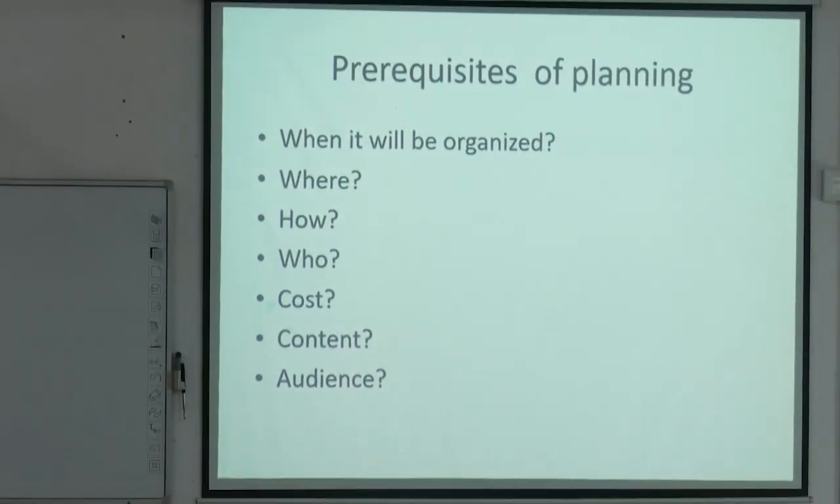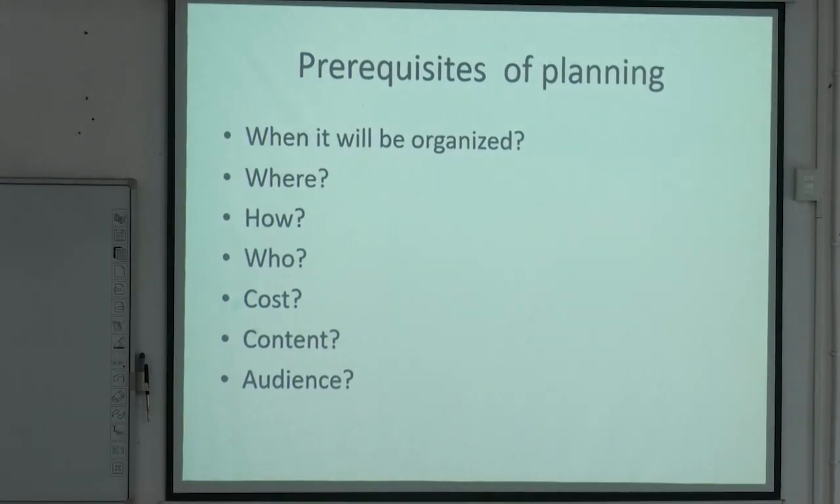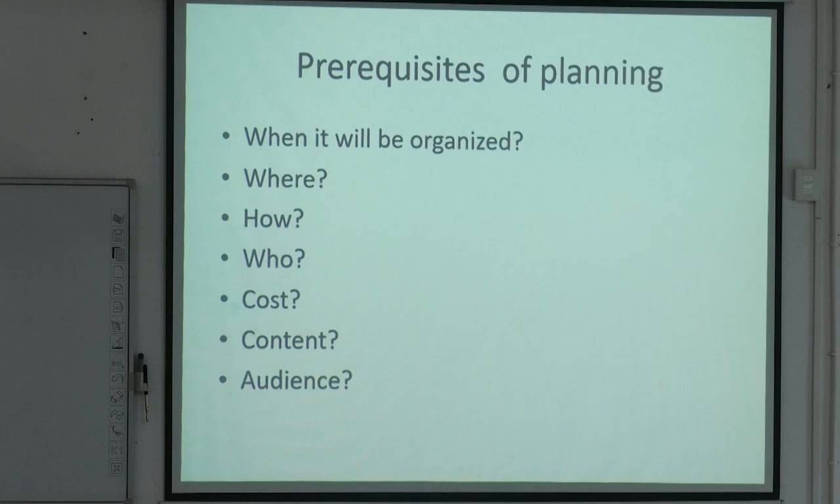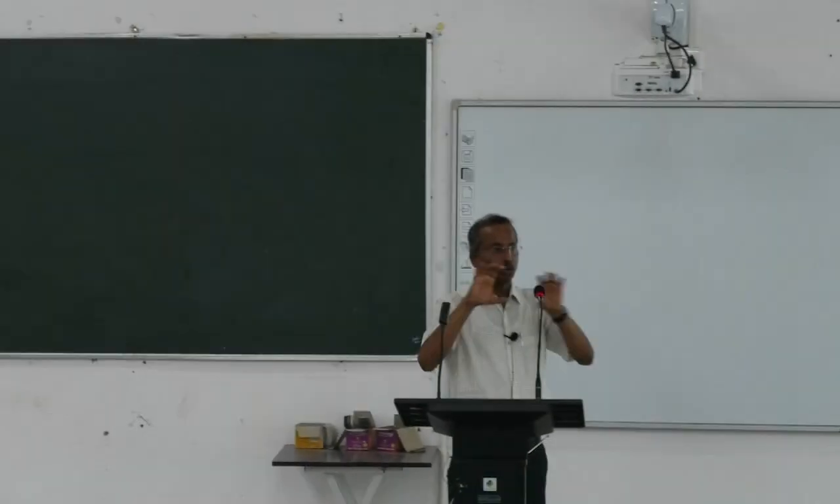Now, prerequisites of the planning. When we are planning to organize an exhibition, what should we do, what should we think, what materials we have to organize, how we will convey it. First, questions will arise in our mind. When will it be organized? Where will it be organized? How will it be organized? Who will organize it? What will be the cost involved? What will be the content of the theme, of the messages, of the different materials? And who will be our audience? According to the audience, we have to prepare.